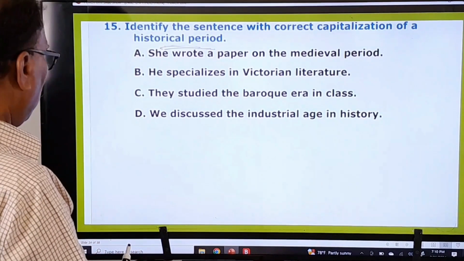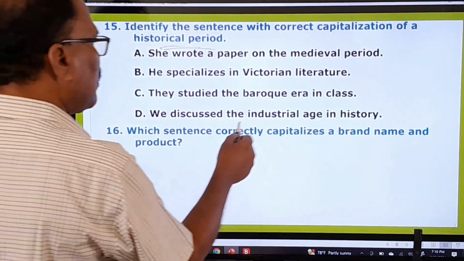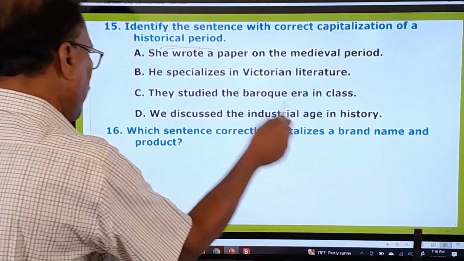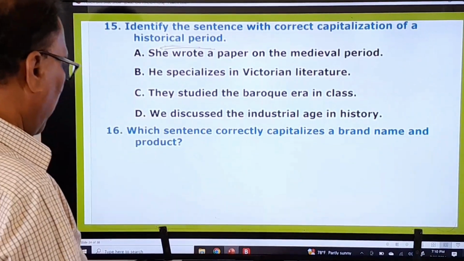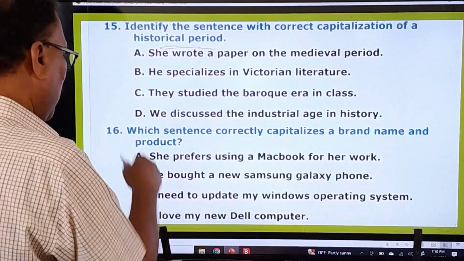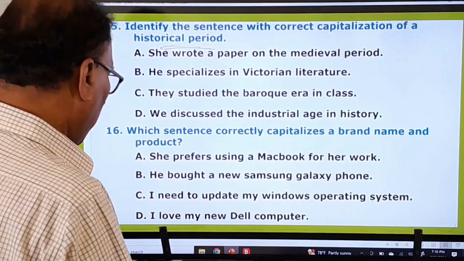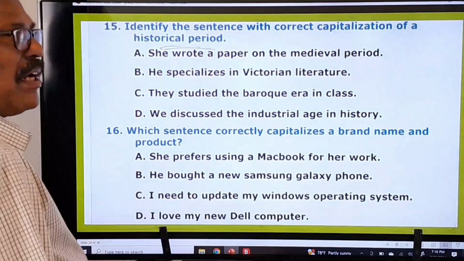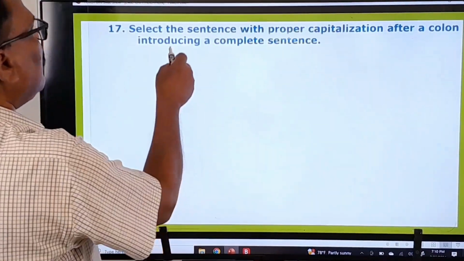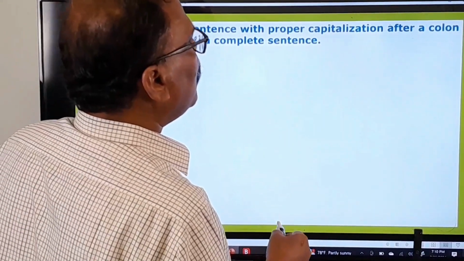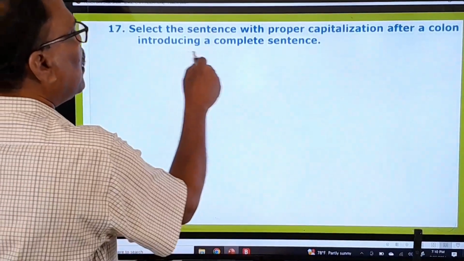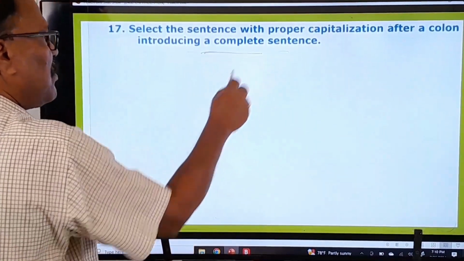Right, you go to the 16th one. Which sentence correctly capitalizes a brand name and product? Okay, brand name and product. So four options are given. You choose the correct one. Okay, you move on to other questions. Select the sentence with the proper capitalization after a colon, introducing a complete sentence. Okay, this you know very well.